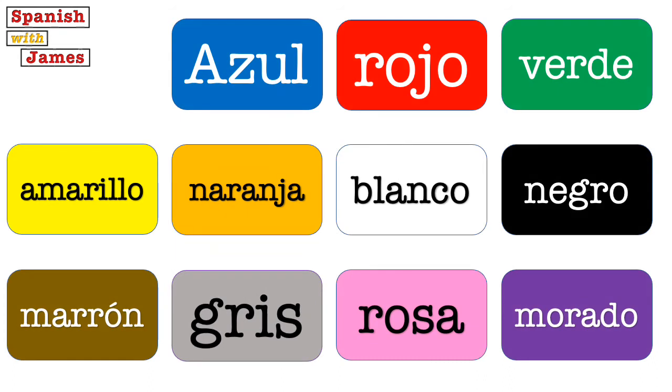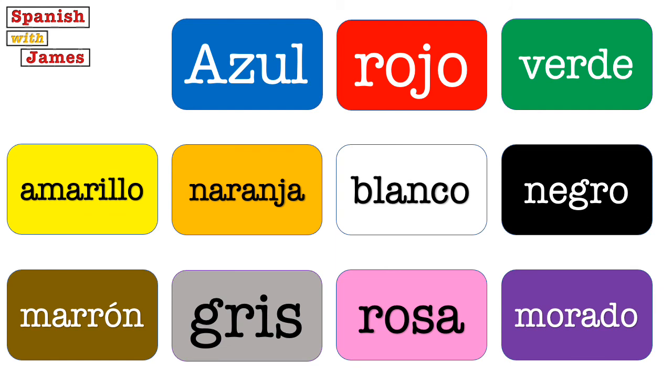Okay, so here are all the colours together. Let's go through them again. Azul, rojo, verde, amarillo, naranja, blanco, negro, marrón, gris, rosa, morado. This might be a good moment to pause the video and read these back to yourself out loud. You can always record your own voice as well and then play it back and compare it to the way I say these. You might hear some different pronunciations of these words as well, depending on who you're listening to and what part of the world they come from.